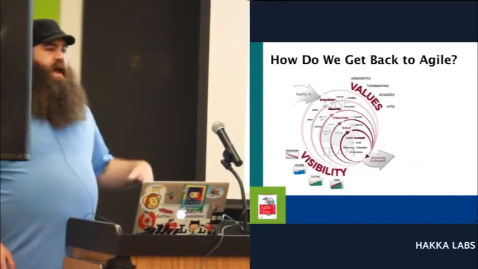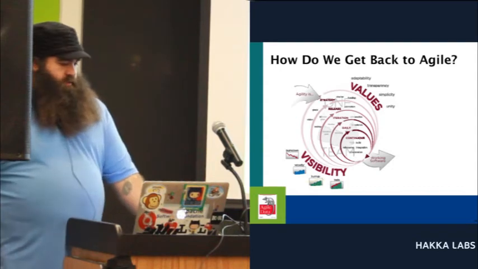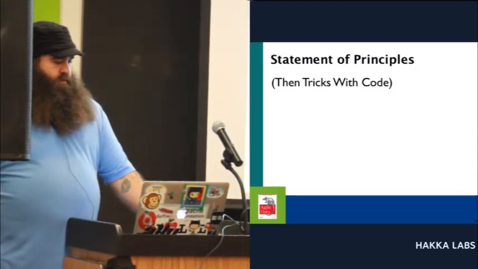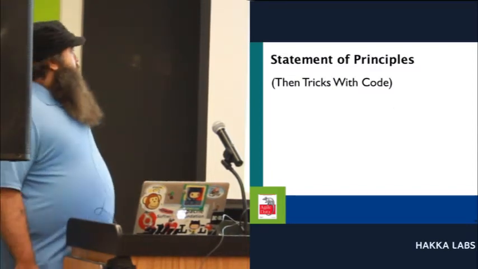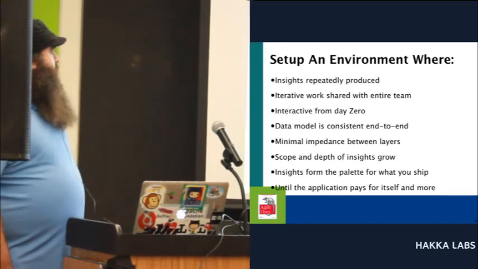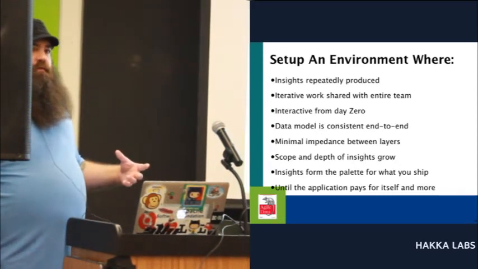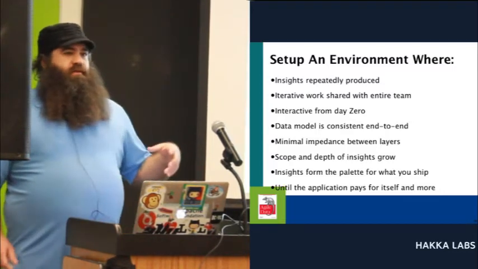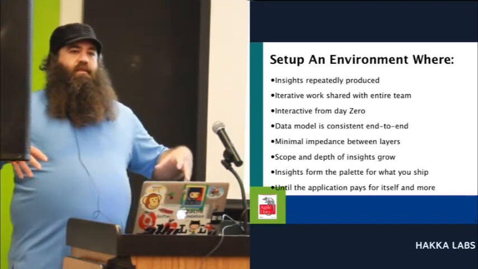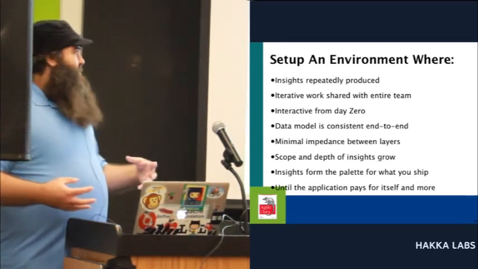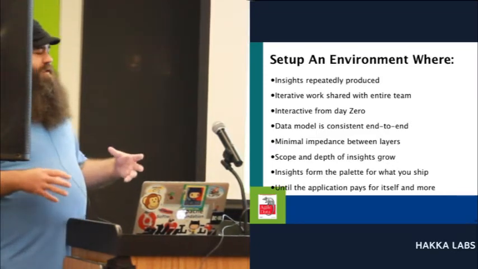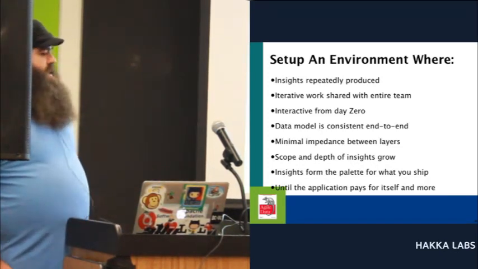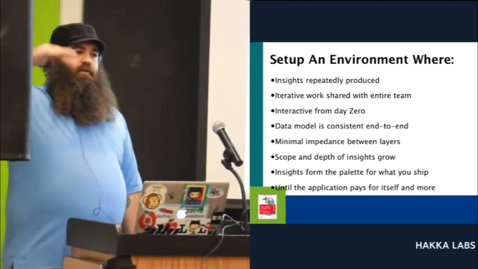So given all that, how do we get back to agility? A statement of principles and then tricks with code. We want to set up an environment where insights are repeatedly produced, where they're shared with the entire team, where your application is interactive from day zero, where your data model is consistent end to end, so that everyone can understand the data as it exists and work with it on a reality-based level, as opposed to mock-ups or something like that. You want minimal impedance between layers so that anyone can publish up to the next layer with one line of code.